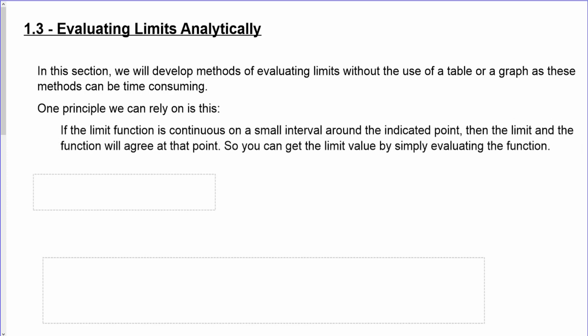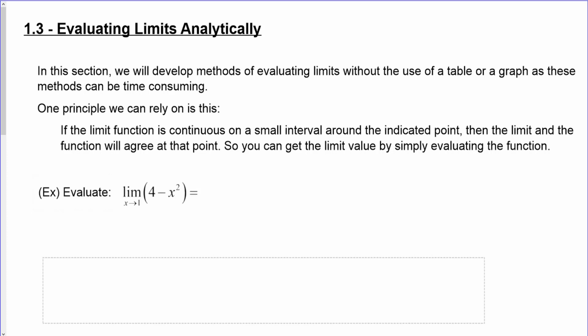If the limit function is continuous on a small interval around the indicated point, then the limit and the function agree at that point. So, in an easier tone, if the function itself exists at the point you're interested in, then chances are all you need to do is just evaluate the function and you're all set. So there's really no need to do a limit.